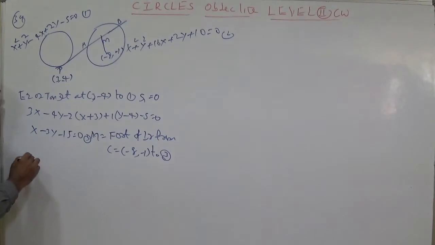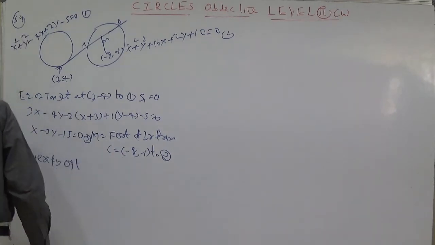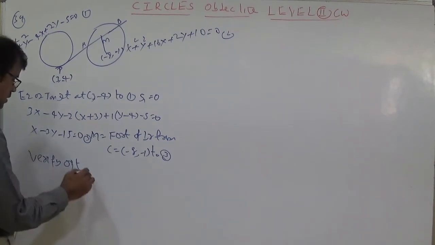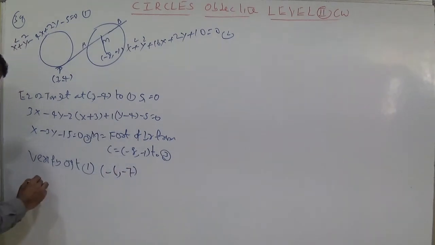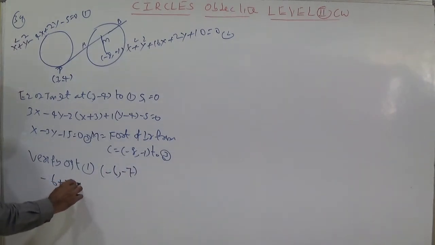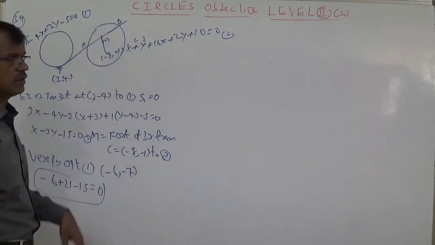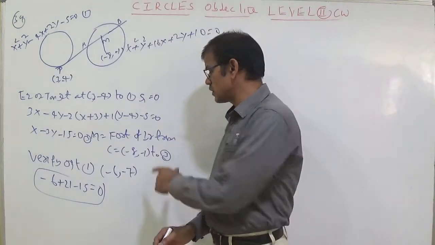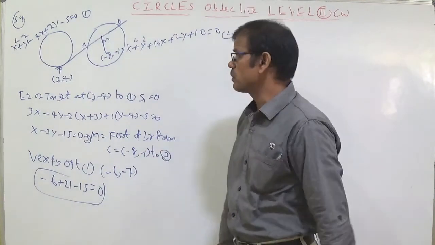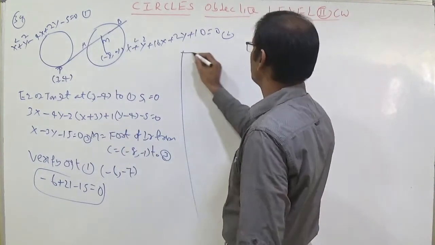You can calculate, otherwise verify with the options. If option verification is not possible, then you should calculate by the method. First option we can verify: (-6, -7). Substitute in this, so it becomes -6 + 21 - 15, which is 21 - 21 = 0. So that means the point lies on the line, and according to the options only one option is there. If you are having any problem, then you can use the foot of perpendicular formula from center (-8, -1) to the line x - 3y - 15 = 0.